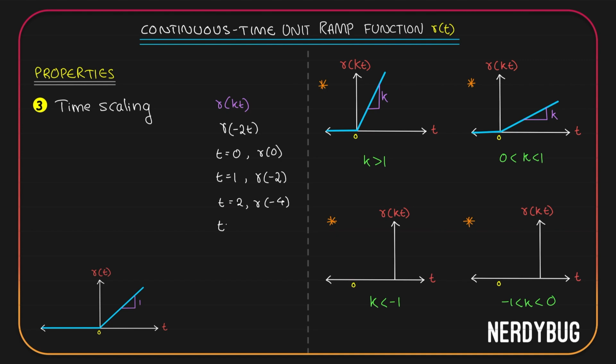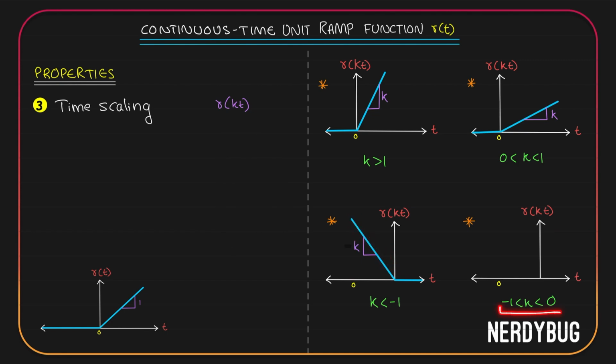On the other hand, if you take t equals minus 1, you will get r of minus 2 into minus 1, which is r of 2. If you take t equals minus 2, you will get r of 4. We know r of t is t, so r of 2 will be 2 and this will be 4. So at t equals minus 1, you will get 2. At t equals minus 2, you will get 4. That means our graph is going to look like this towards the left side, and the magnitude of the slope is greater than k. Slope is still negative.